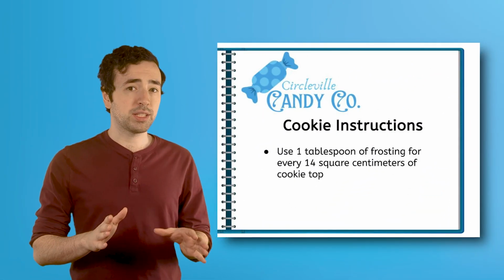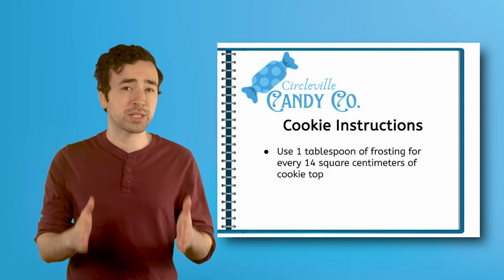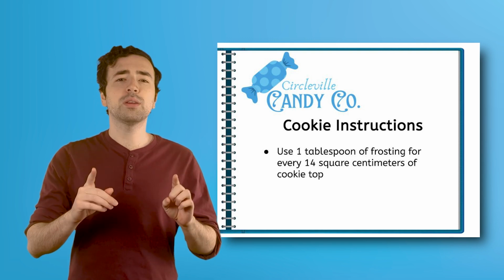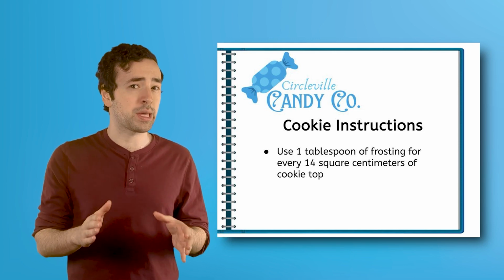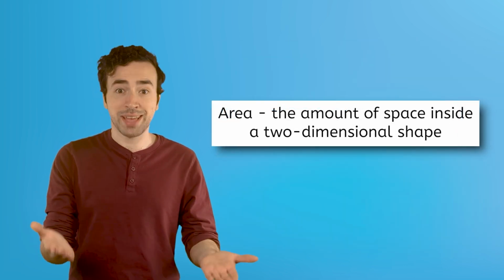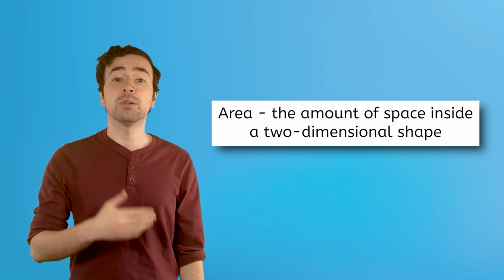Okay, the manual says to use 1 tablespoon of frosting for every 14 square centimeters of cookie top. What's a more mathematical word for the space on the top of a cookie? Area, yes. The amount of space inside a 2-dimensional shape is called the area.